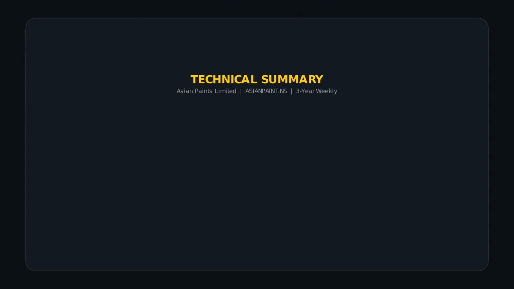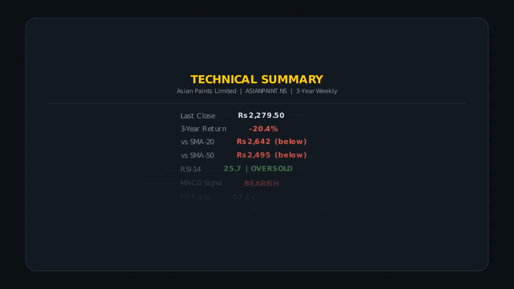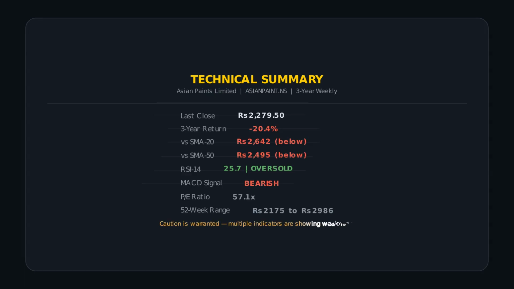Here is the complete technical summary for Asian Paints Limited. The stock has returned minus 20.4% over 3 years. RSI is 25.7, oversold. MACD is bearish. Price is below the 50-day moving average. Caution is warranted. Multiple indicators are showing weakness. Remember, this is math. Every number here has a formula behind it.